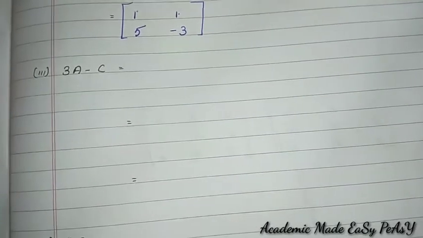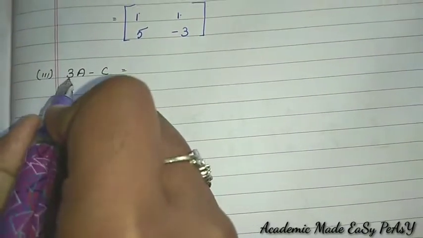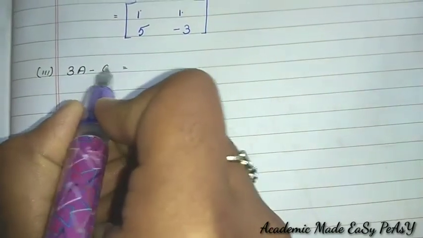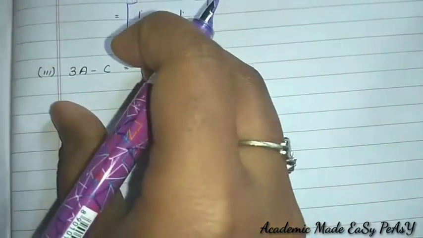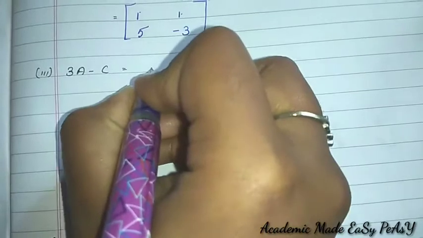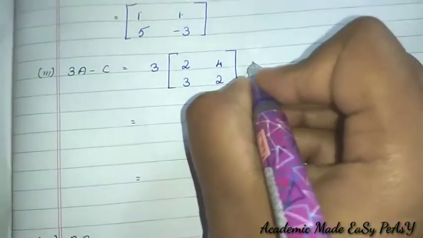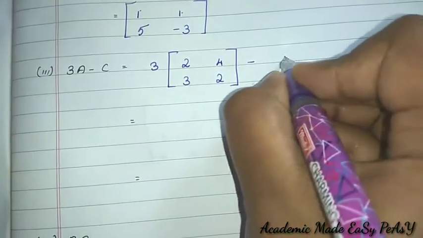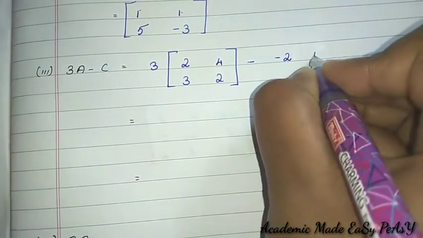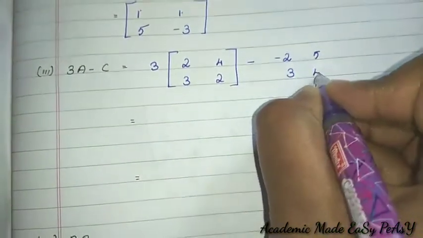Then subdivision 3, 3A minus C. 3A means thrice the matrix A. Okay, so 3, what is our matrix A? 2, 4, 3, 2. This is the matrix A minus C. What is C? Minus 2, 5, 3, 4.